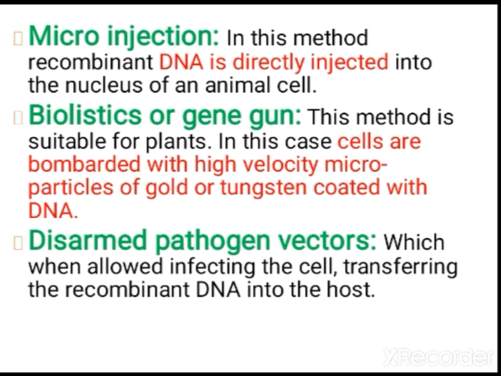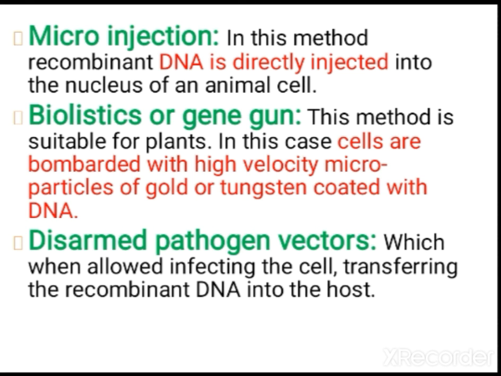The other method is microinjection. In this method, the recombinant DNA is directly injected into the nucleus of an animal cell. Next is biolistics or gene gun. This method is suitable for plants. In this case, cells are bombarded with high velocity microparticles of gold or tungsten coated with DNA. This you call biolistics or gene gun.